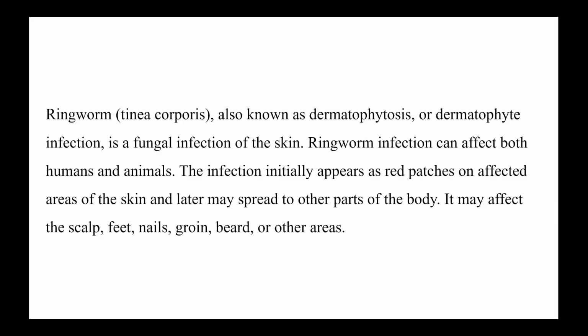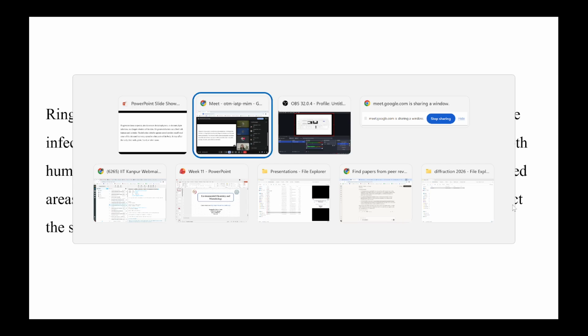You all must have seen the ad of ring guard cream. The circular skin lesion that they show, that is actually the ringworm. Ringworm is an infection that can affect both humans and animals. It initially appears as a red patch on the affected area of the skin, and later may spread to other parts of the body. It may affect the scalp, feet, nail, groin, beard, and other areas. So it is an itchy patch that occurs on the skin, and it is caused by a fungus. It's a fungal infection of the skin.